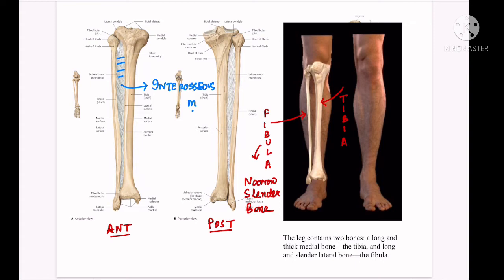Here I must mention that in between the tibia and fibula there are three joints. In between the upper ends of the tibia and fibula, the joint is the superior tibiofibular joint. In between the shafts, there is the middle tibiofibular joint, and in between the lower ends, there is the inferior tibiofibular joint. So there are three tibiofibular joints between the two bones of the leg.